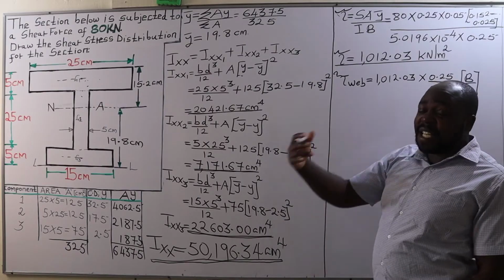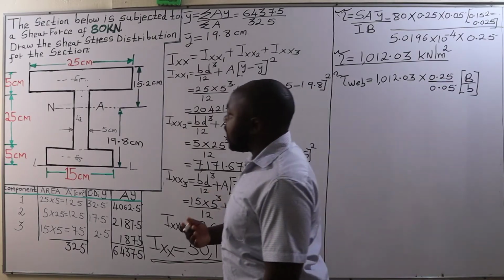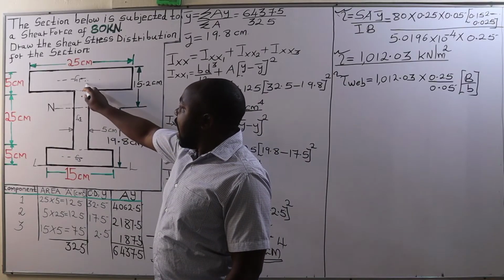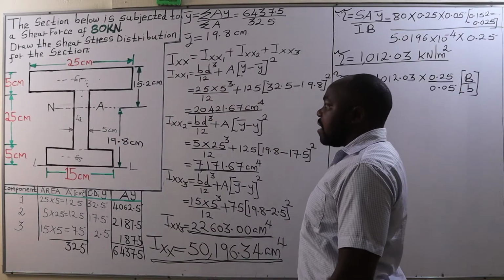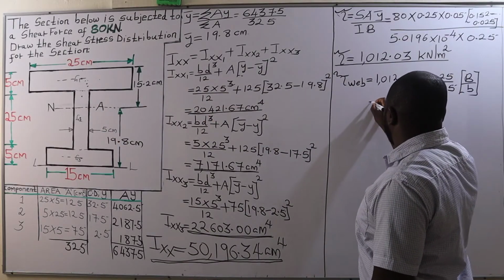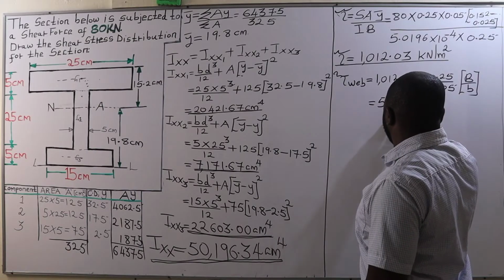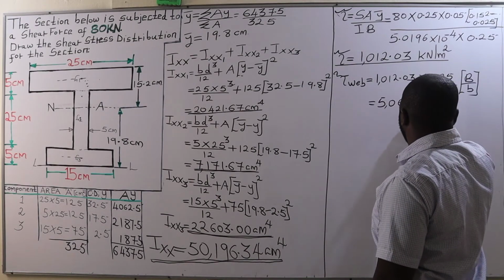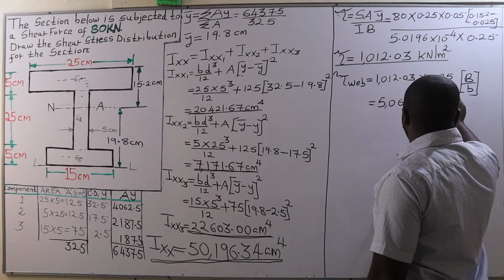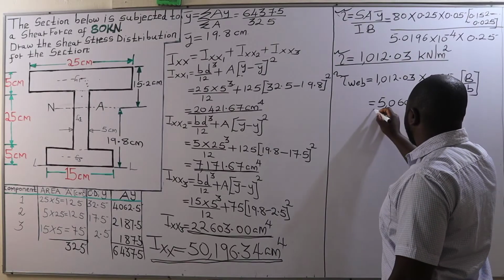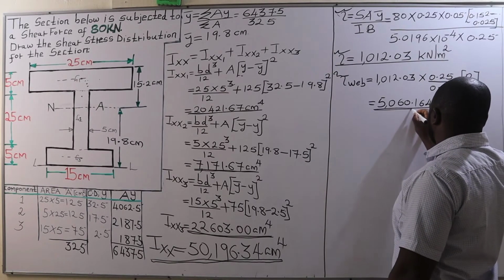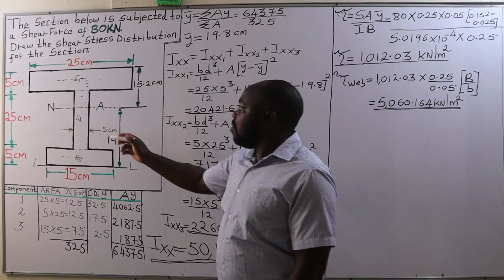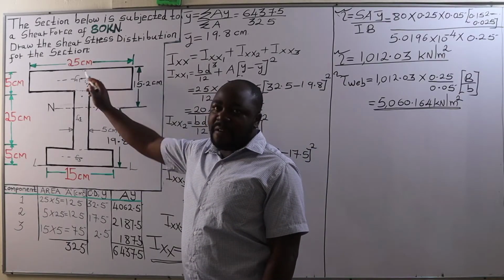So that will be an abrupt increase in shear stress just between the junction of the web and the top flange. And this is going to give us 5060.164 kilonewtons per square meter. Therefore, that will be the shear stress in the web just at the junction between the web and the top flange.